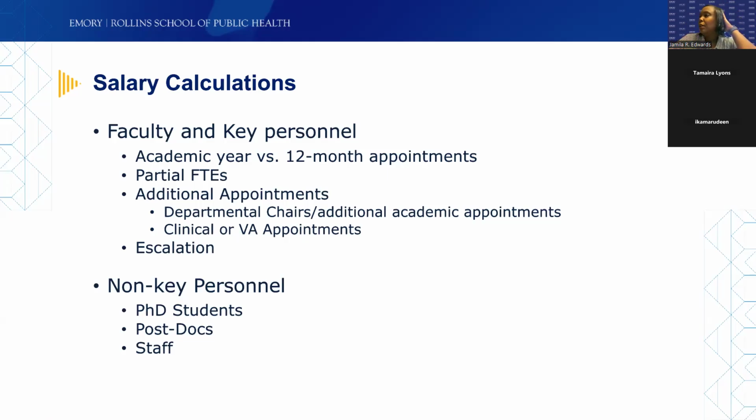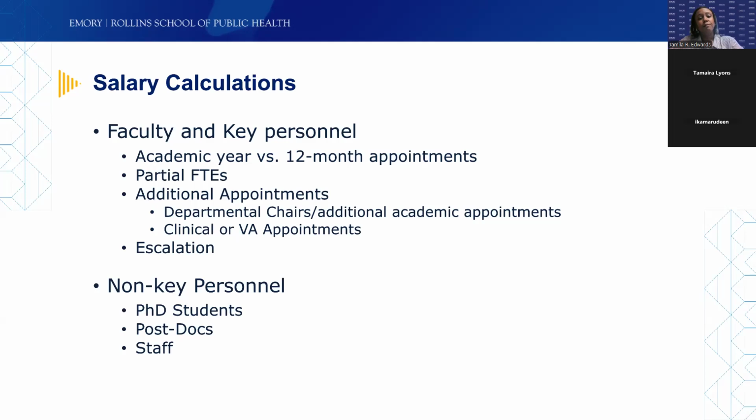What do you mean by academic year? That's the 9 months. Typically, that means that there's just the 9 months of a school year, and then there are 3 uncovered months in the summer.